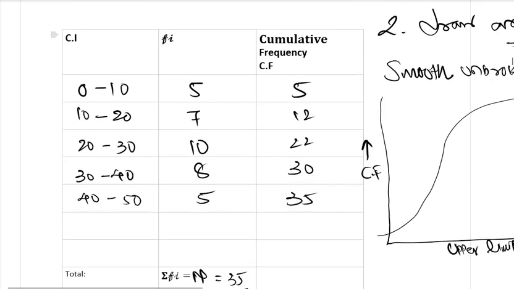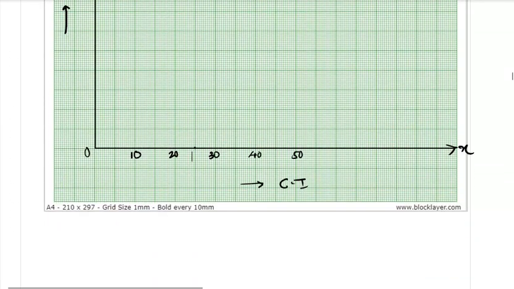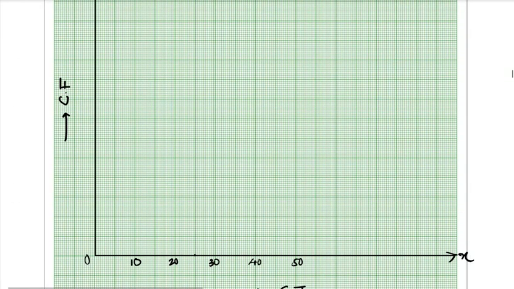Now let us look at what the cumulative frequency has to offer us. So 5, 12, 22, 30, 35. So what we will do is, we'll take 35. We have to go till 35.